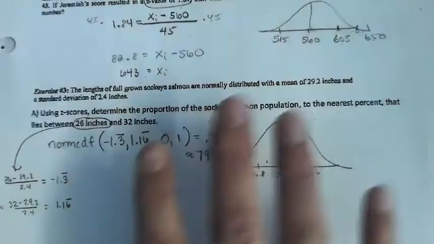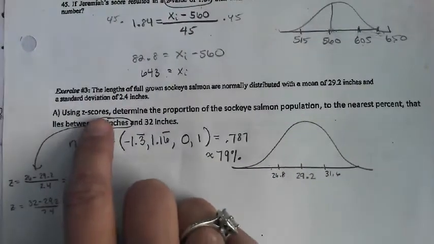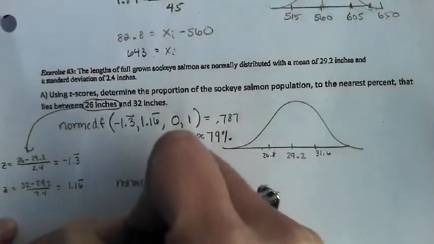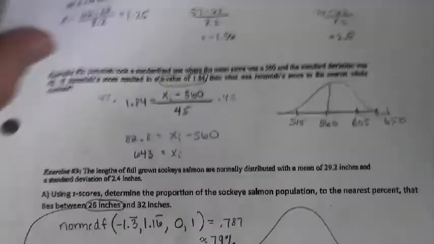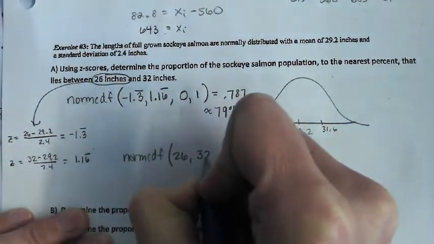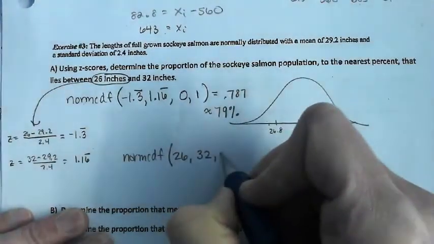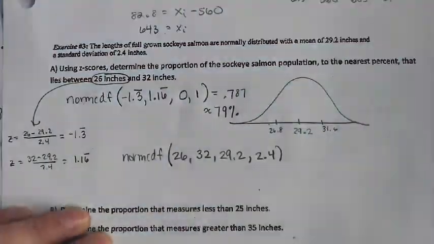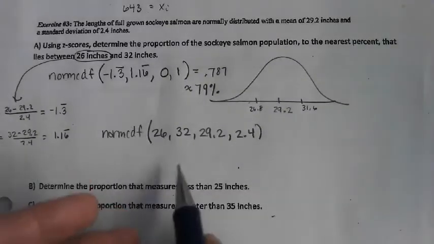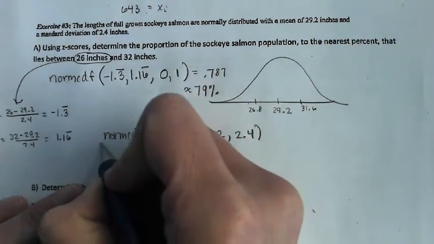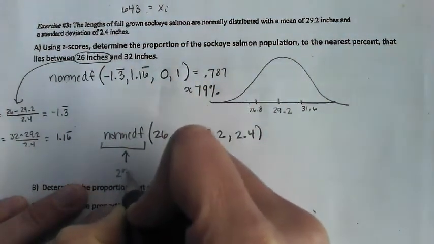So in general, unless it says that, just type in, and I want you to write this in your notes right now, just the other version of this, because it's much more straightforward. There's no work. We're going to do 26, 32, the mean of 29.2, and the standard deviation. And your calculator tells you exactly what number to put in each spot. And I'm just going to also remind you that that comes from second.